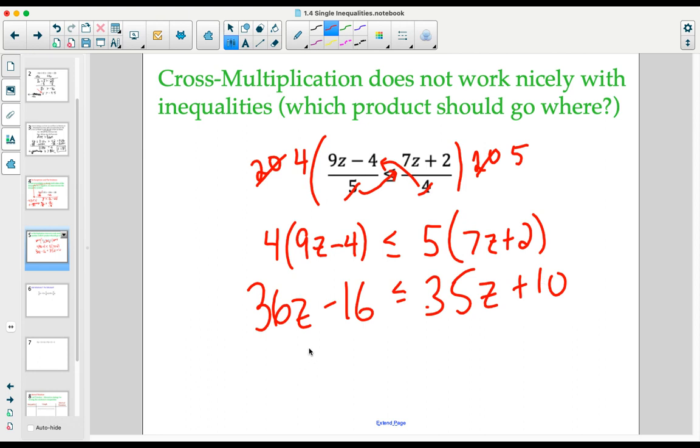Subtract 35z from both sides, add the 16 over, and we get z is less than or equal to 26. Same goes for our number lines here. Here's 26. We're going to fill in this circle because we are equal to. We never divided by a negative. Sure, we had negative numbers, but we never multiplied or divided by a negative. So we're going to stay in the same direction, shading to the left, less than 26.